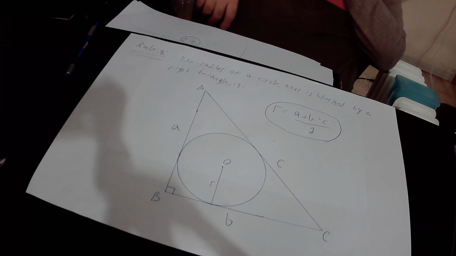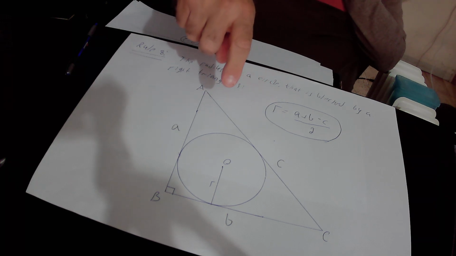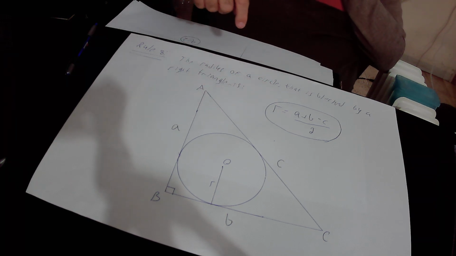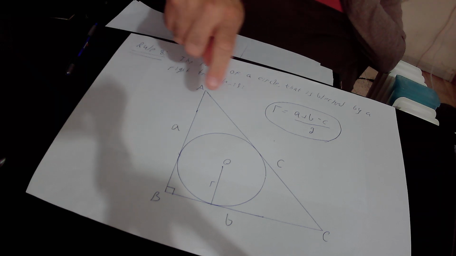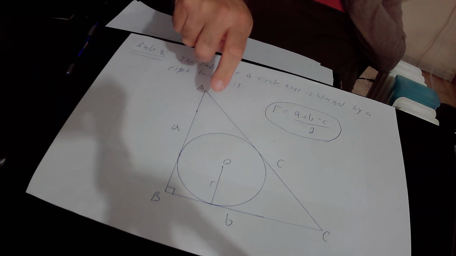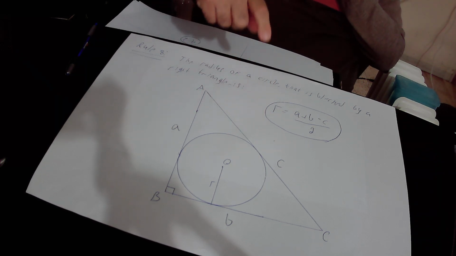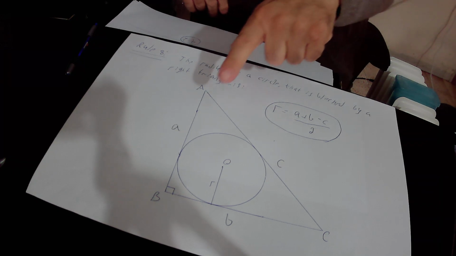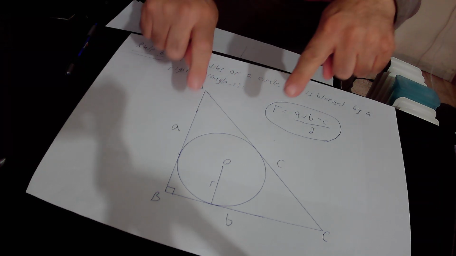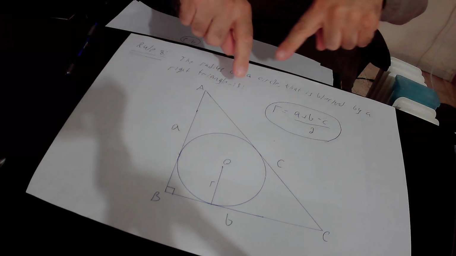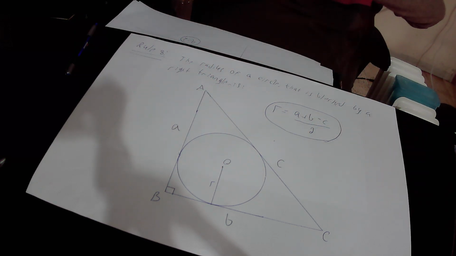So we have here right triangle ABC, and angle ABC equals 90 degrees. This right triangle ABC blocks the circle. The radius of this circle is R. The length of side AB is A. Side BC equals B units in length. Side AC equals C units in length.